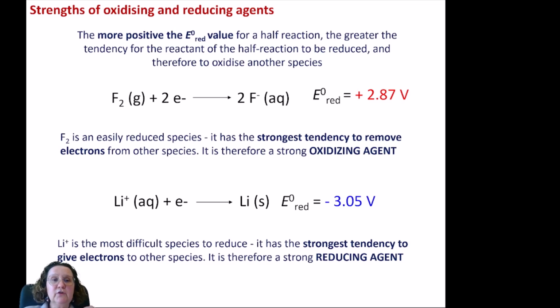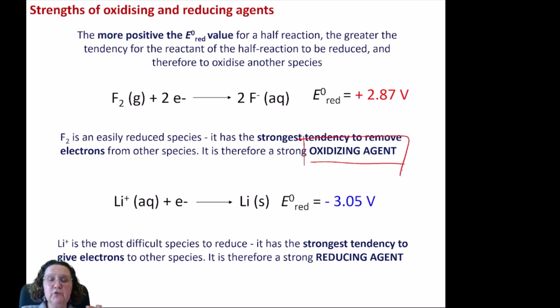That means fluorine undergoes that reaction easily. It means the reduction reaction is very favorable. It has a very large voltage. It has a strong tendency to accept 2 electrons and become the fluoride anion. So that is going to be a very good oxidizing agent.